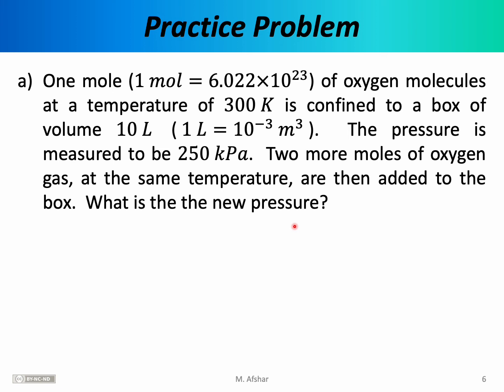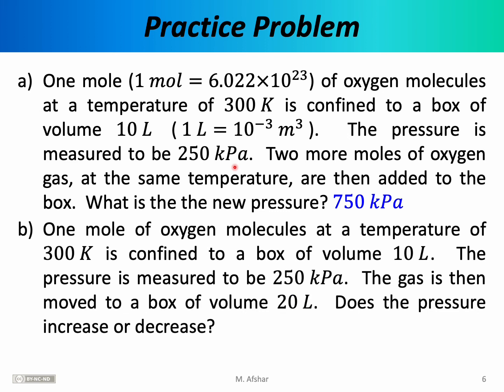So each molecule exerts exactly the same force as before, but now there are 3 times as many molecules. So 3 times as many collisions, and therefore 3 times as much force is being exerted on the walls of the container. The size of the box has not changed, so area remains constant, but the force is tripled, and therefore pressure must be tripled as well. Recall that pressure is force divided by area, and so the new pressure, or the final pressure of the gas, should be 750 kilopascals, exactly 3 times the initial pressure.